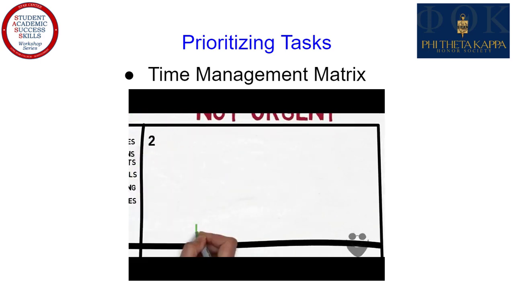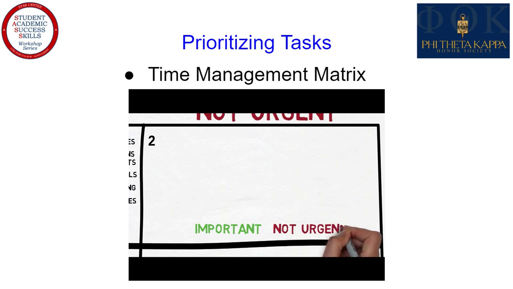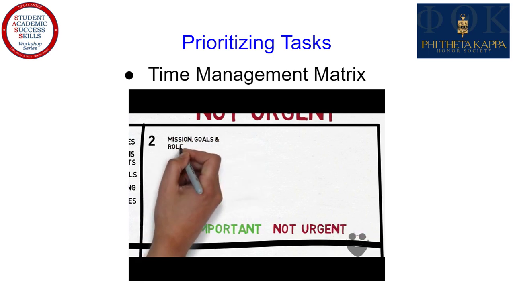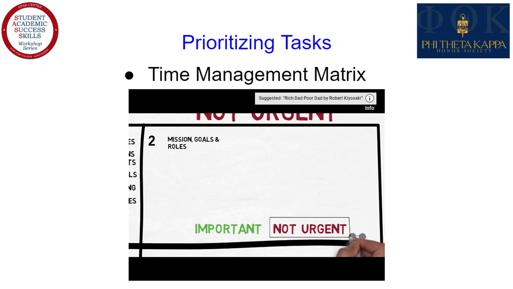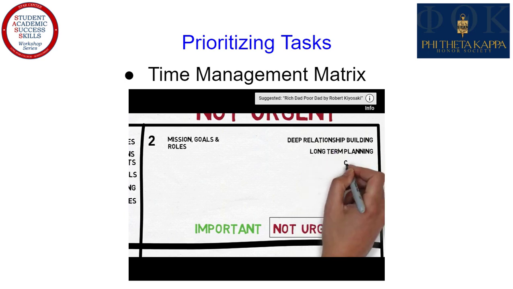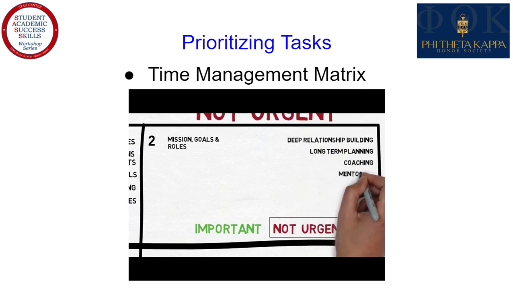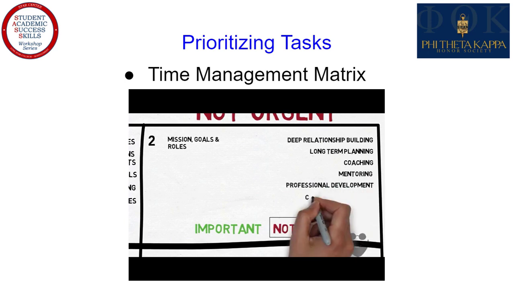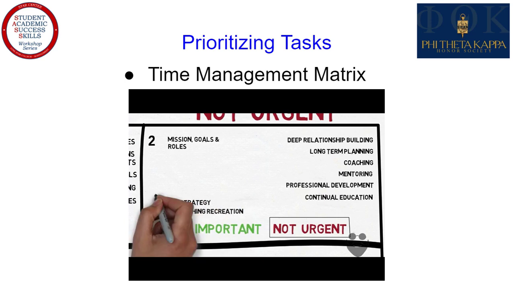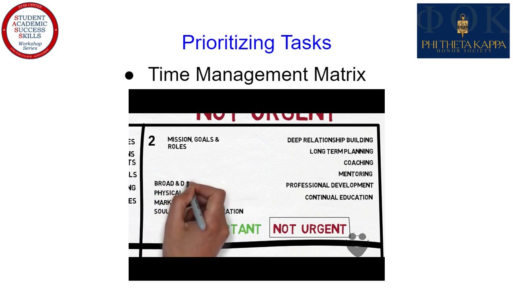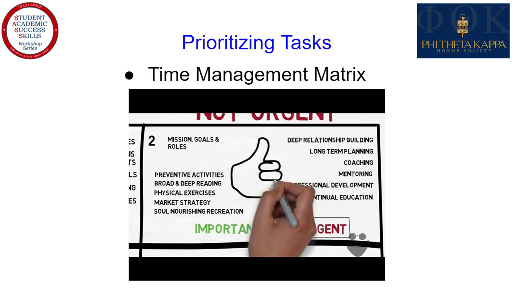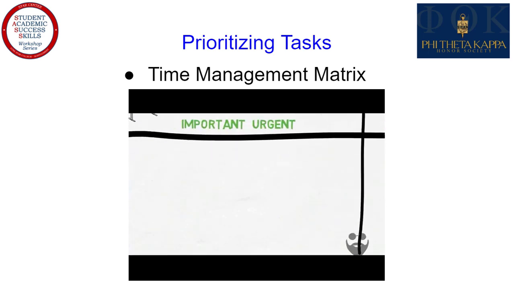Quadrant 2 is important, but not urgent. It deserves our utmost attention because it's directly related to our mission, goals, and roles. But there's no sense of urgency about it. Deep relationship building, long-term planning, coaching, mentoring, professional development, continual education, soul-nourishing recreation, market strategy, physical exercise, broad and deep reading, and preventative activities are in Quadrant 2. Working on this quadrant is the key to effectiveness.